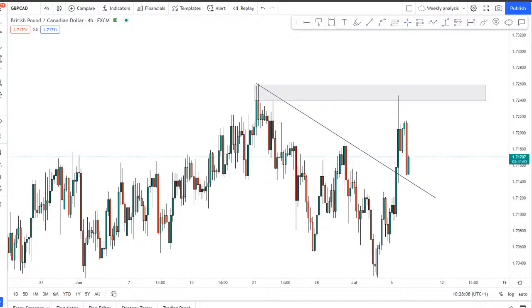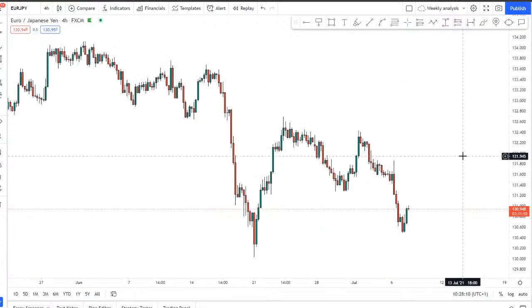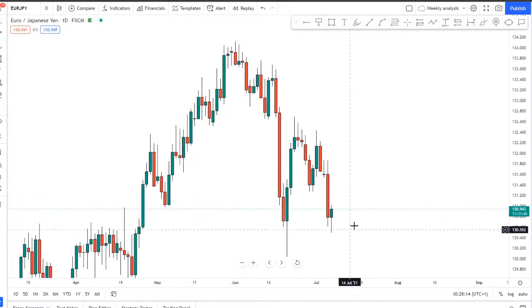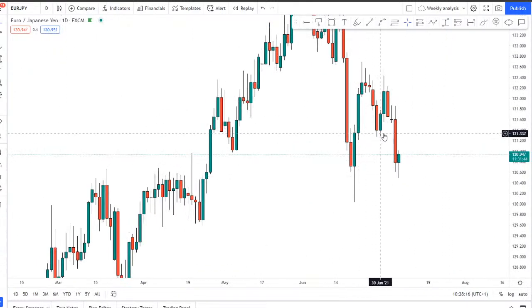Euro JPY, yeah, we were talking about those pairs, about the JPY pairs for shorts. Again, a nice daily candle closure there as well. So again, clearing that support there.